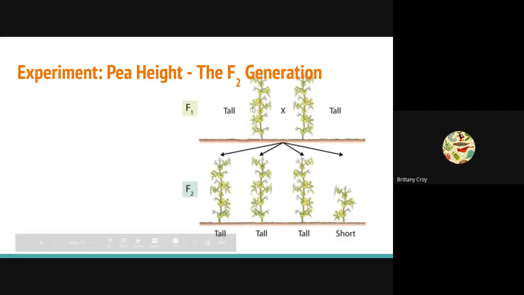So here we go from before. There was our F1 offspring, and they reproduced, and here's our outcome. So now we're in the F2 generation. Tall, tall, tall, and a short.